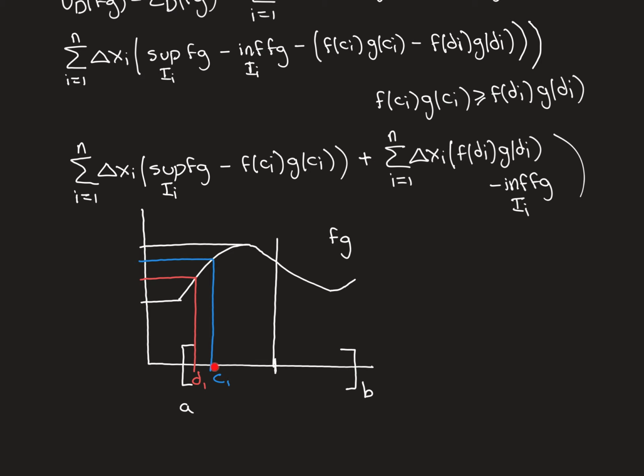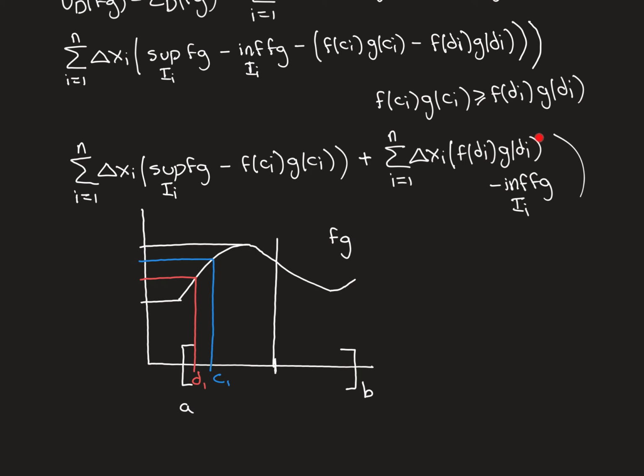So you can now see that for my c_1 point, the value of the function is bigger than the value of the function for the d_1 point. So now let's have a look at what this is here firstly. The supremum of the function over the first subinterval is this value here. We're then subtracting the value of the function at c_1, which is down here. So that's going to give that value there, a positive number, and you're then going to multiply that by the length of this first subinterval.